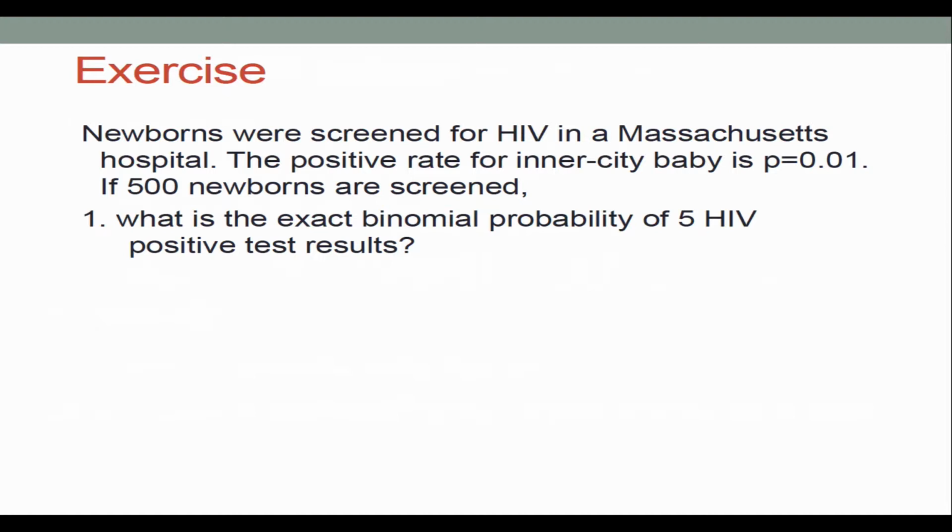Now let's look at one exercise, on how to use those probability properties of the binomial random variable to do some simple calculations. In this example, newborns were screened for HIV in a Massachusetts hospital. The positive rate for an inner city baby is P equals 0.01, which is 1%. That is, the success probability is 1%. If 500 newborns are screened, so N equals 500, the question is, what is the exact binomial probability of 5 HIV positive test results?